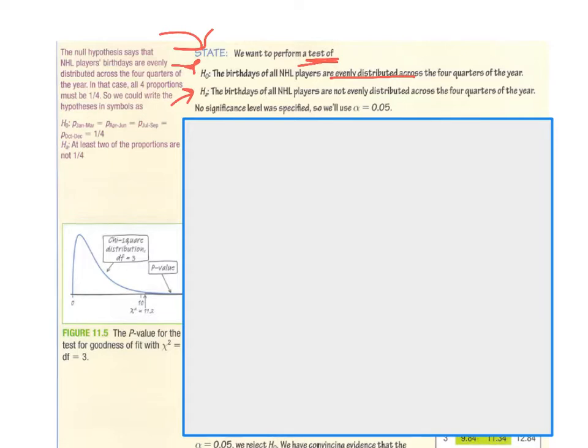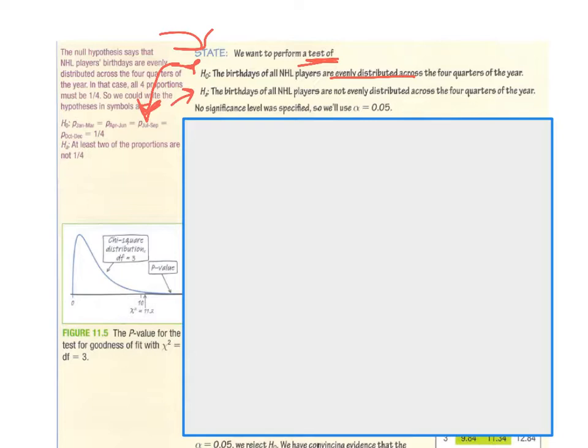Or if I wanted to make it a little bit more numerical, right? I have quarters here, right? So the proportion of birthdays between January and March is equal to the proportion between April and June, which is equal to the proportion of birthdays that happen July through September, which is equal to the proportion of birthdays that happen October to December, which is all equal to 1/4.